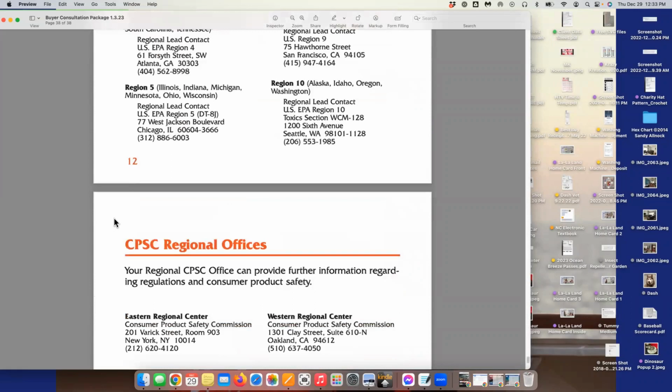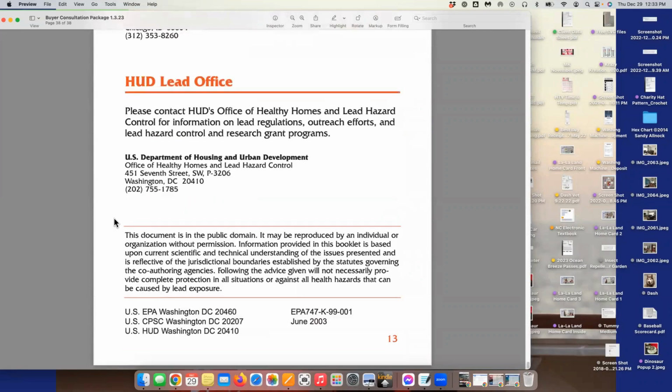And that concludes the buyer consultation package. Again, you have the checklist. The forms are all in the buyer consultation checklist within Brokerment. So everything is there for you and is ready to go.